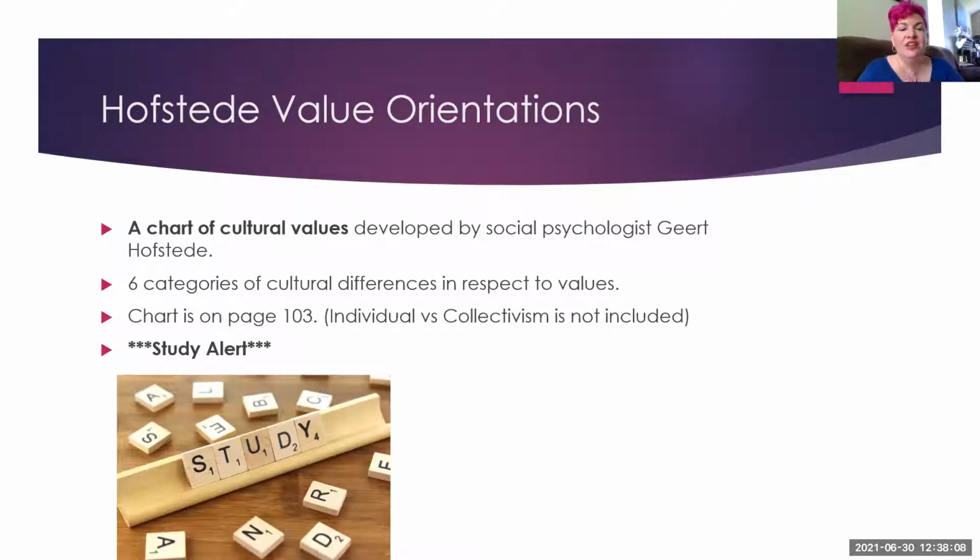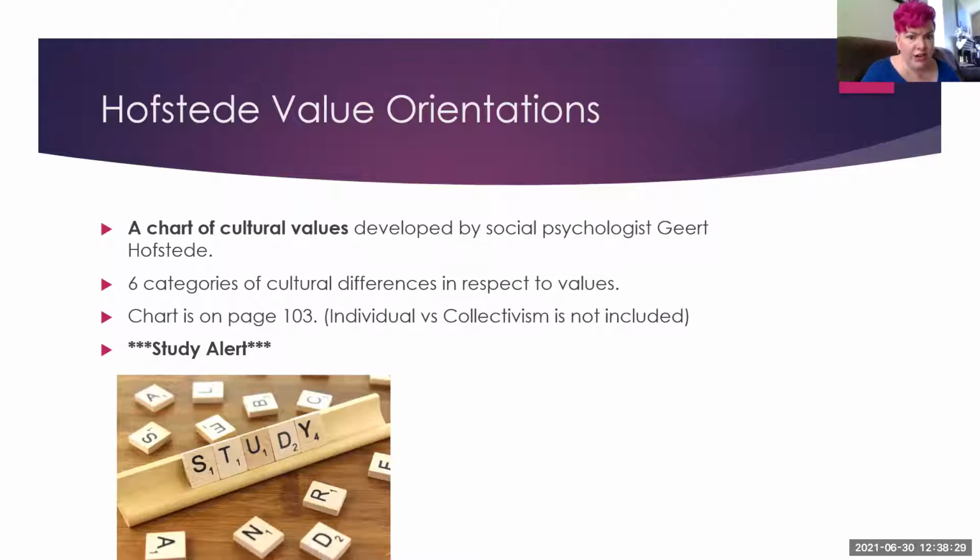What the Hofstede value orientations are: it's a chart of cultural values, and they were developed by this social psychologist, Geert Hofstede. It's either Hofstede or Hofstede. I'm not entirely sure how you pronounce his last name, but there are 6 categories of cultural differences in respect to how values are seen.